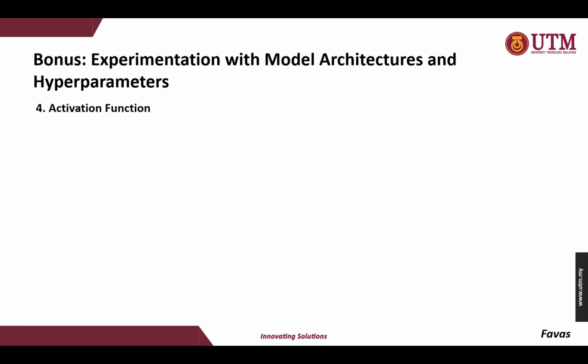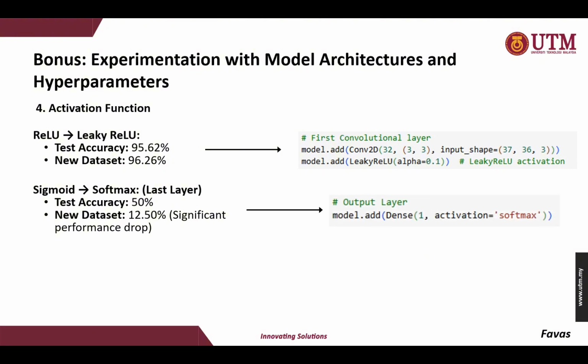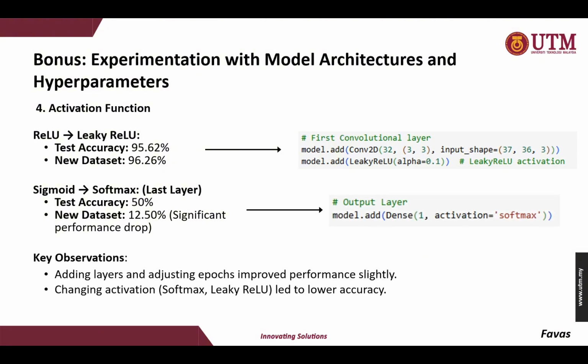Changing the activation function from ReLU to leaky ReLU improved accuracy, while switching from sigmoid to softmax in the last layer resulted in a significant performance drop. These changes led to lower accuracy, indicating that the original activation functions were more effective in maintaining model performance.